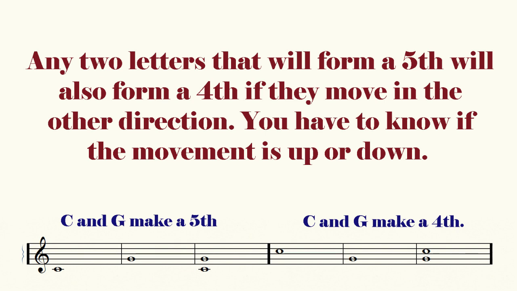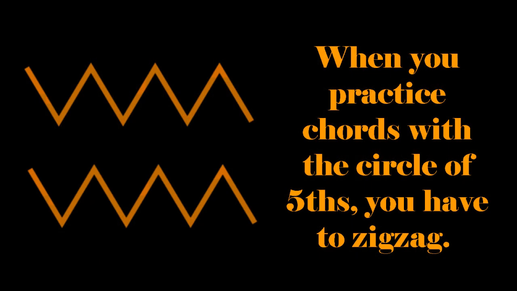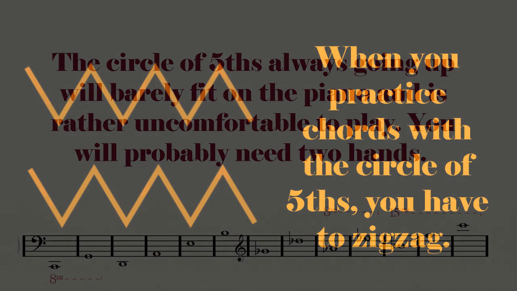C to G is a fifth if we go up, and if we go down, C to G is a fourth. When we alternate, we make it a zigzag. The zigzag concept is very important for understanding what musicians mean when they talk about the circle of fifths. The traditional explanation of the circle of fifths is actually a zigzag of fifths and fourths.